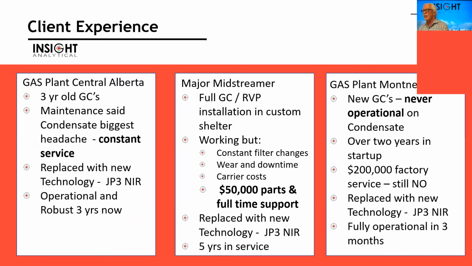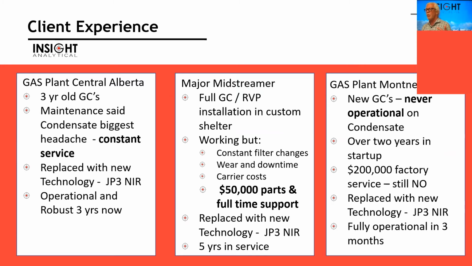They took out their relatively new GCs, replaced them with JP3 NIR analyzers. It's been operational and robust for 3 years now. In fact, we have a meeting scheduled to go out and see them where they're saying, "Hey, we know we haven't had anything break down, but we're worried about what more spare parts. Should we have spare fibers? Because we want to keep these up and running all the time." They do almost no maintenance. Instead of it being a constant maintenance headache, they virtually never touch it.